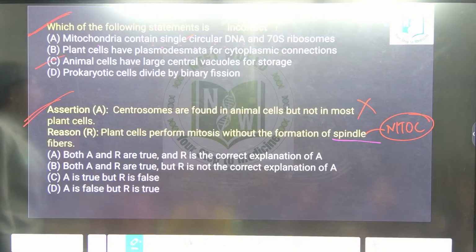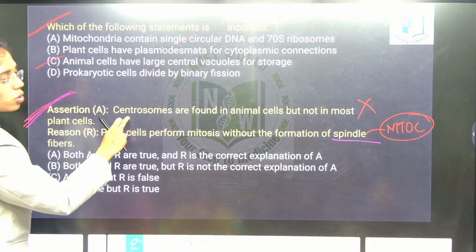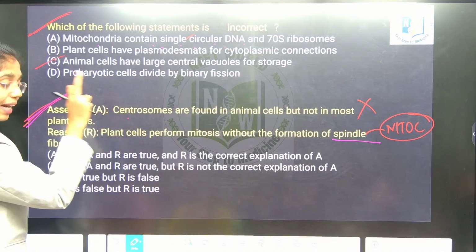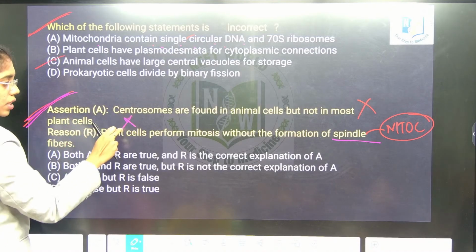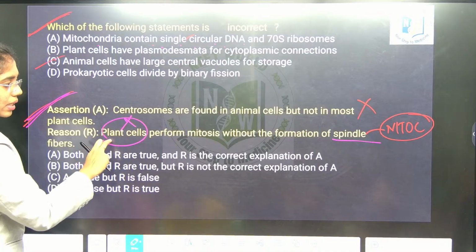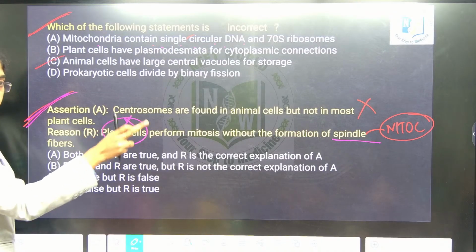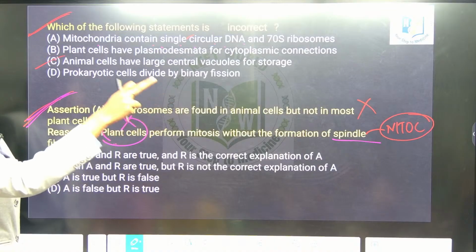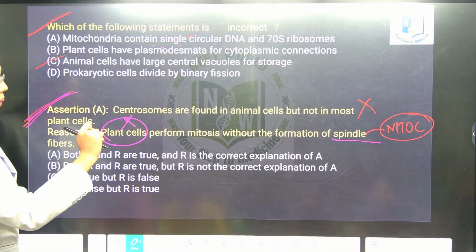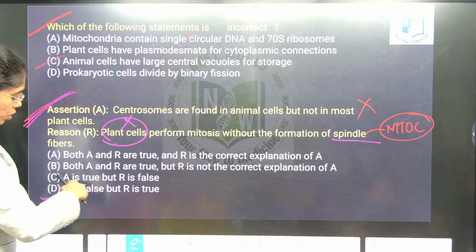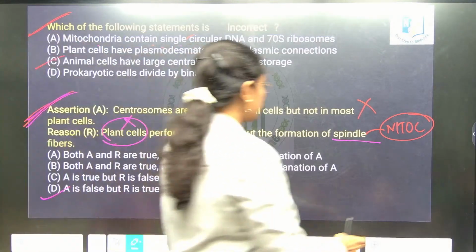They will have microtubular organizing complex which will help in spindle fiber formation, that I will tell you at the time of cytokinesis in cell cycle and cell division. This question you will answer there, but now you remember centrosomes are found in animal cells and they are absent completely in plant cells. Assertion is wrong. Plant cells perform mitosis via spindle fibers, but they are formed through microtubular organizing complex. So here you can go with A is false and R is true. Next.